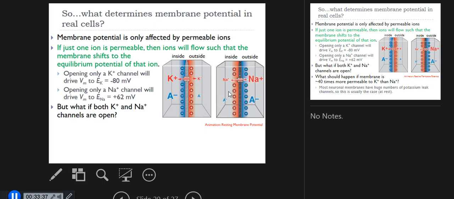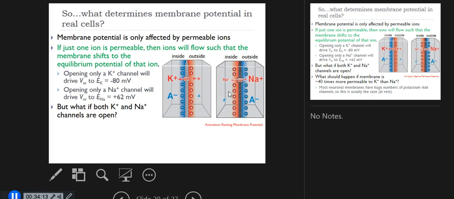Any ideas? Let's go one more time. So with only potassium, the membrane potential shifts to -80. If only sodium ions were able to get across, membrane potential shifts to +62. So where do you think we would be? You don't have to give me a specific number, but where might we be if both potassium and sodium ions can get across this membrane? What do you think?